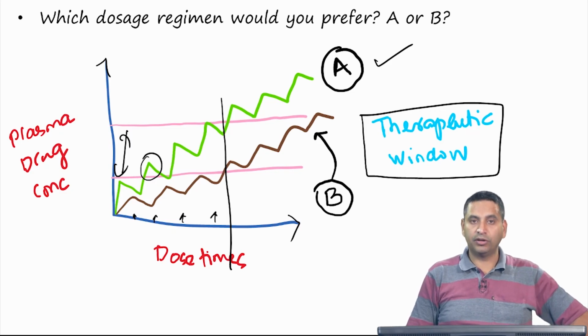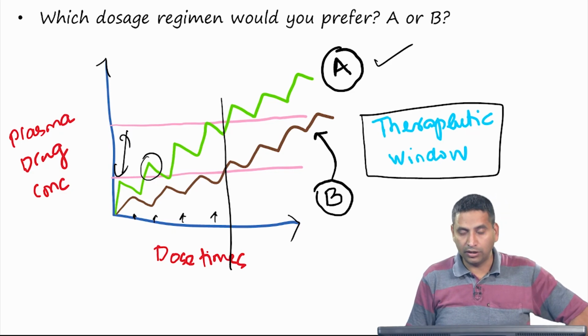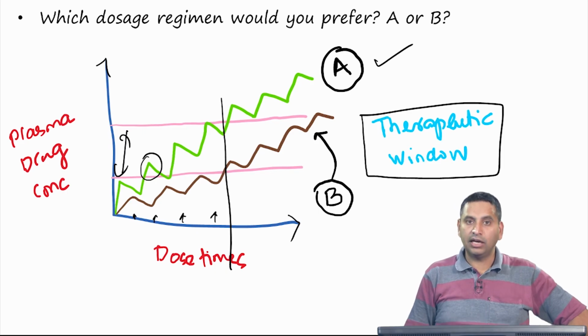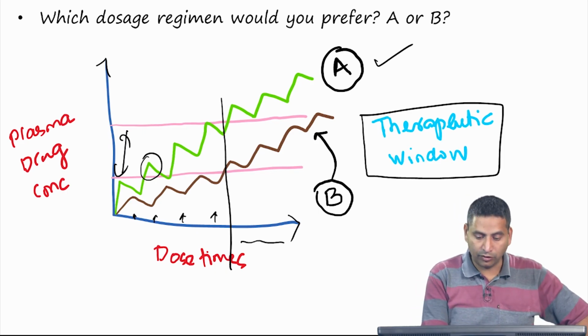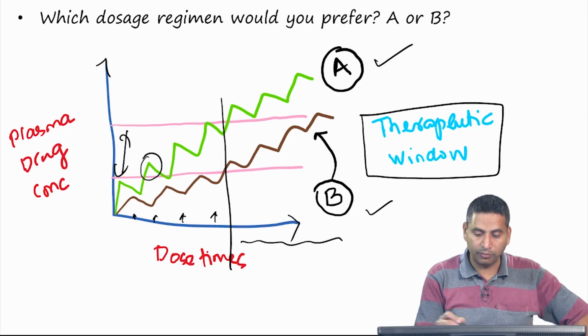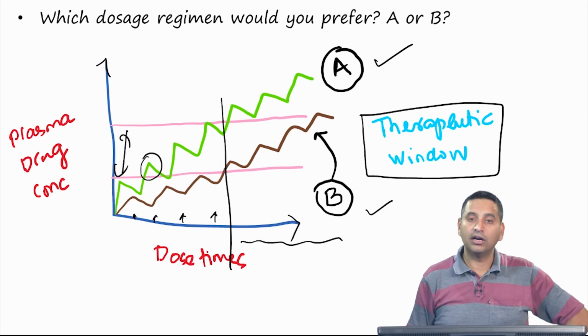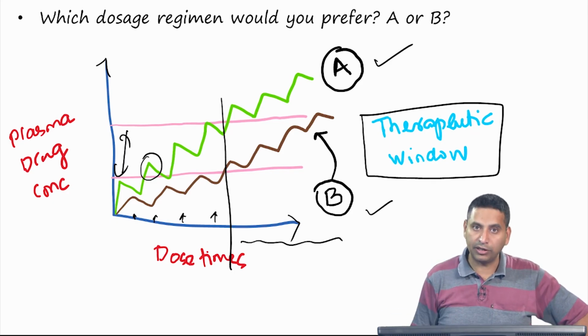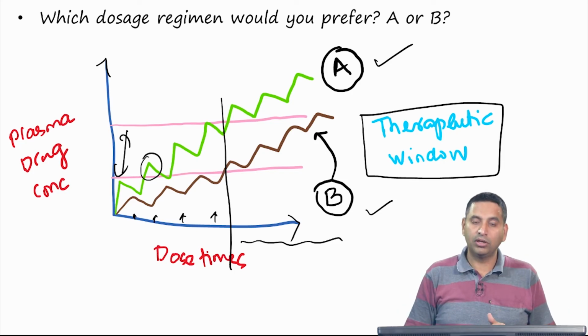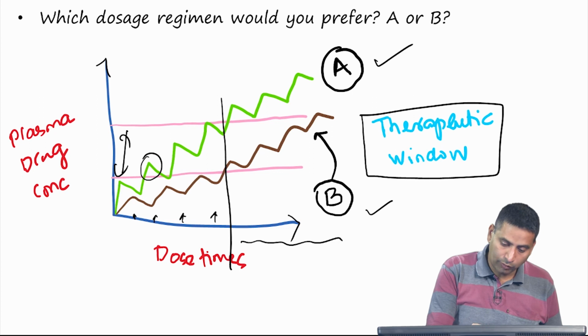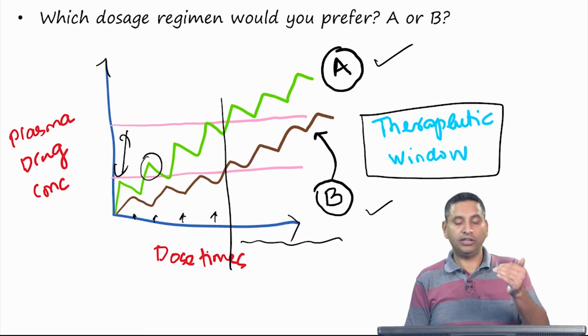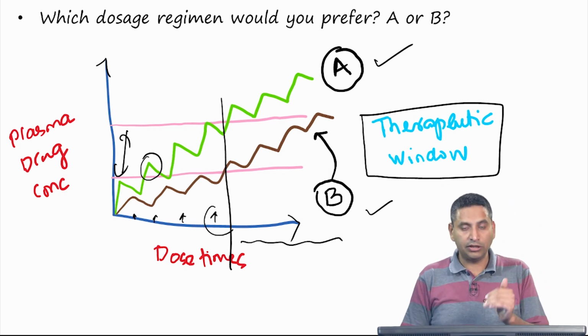If we prefer a longer duration of treatment and better efficacy for a longer time, then we would prefer B, because this has a longer or broader therapeutic window under which the drug is still efficacious. However, the number of doses needed for us to achieve the therapeutic window is still higher.